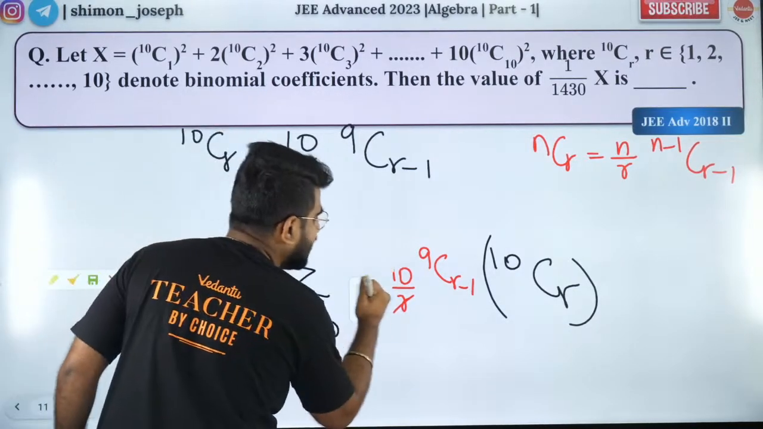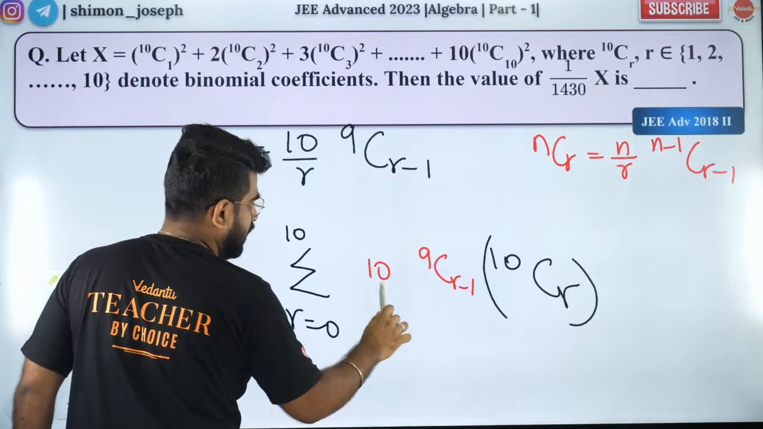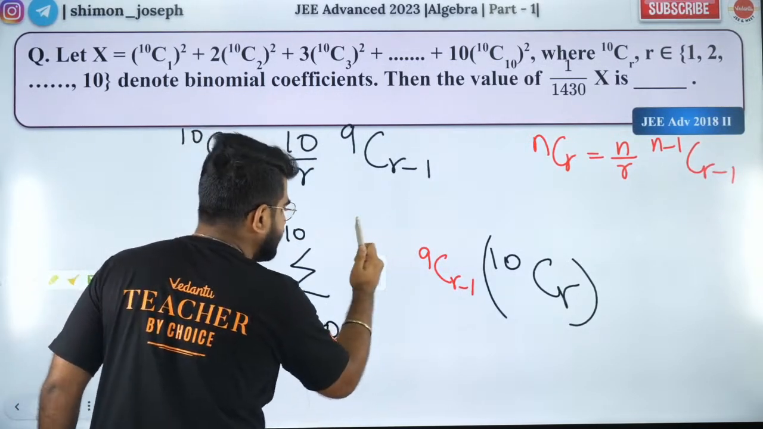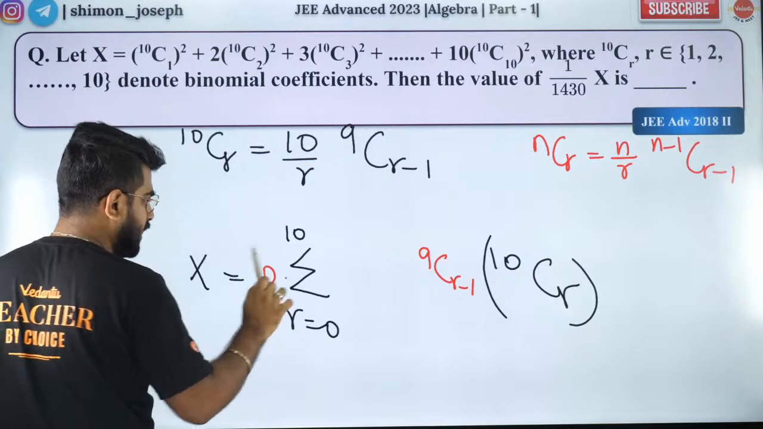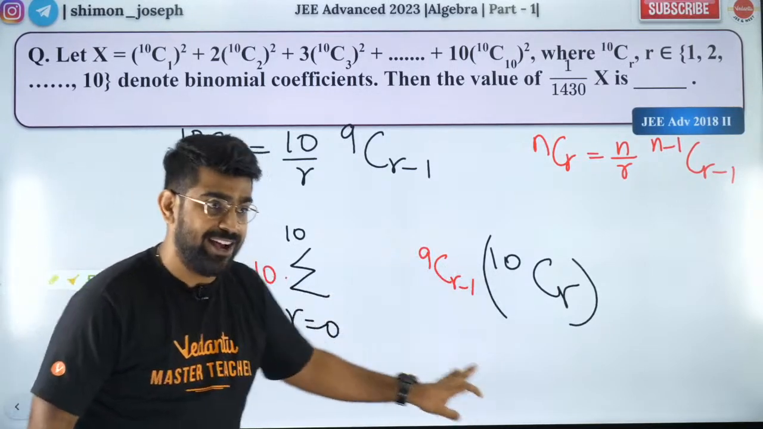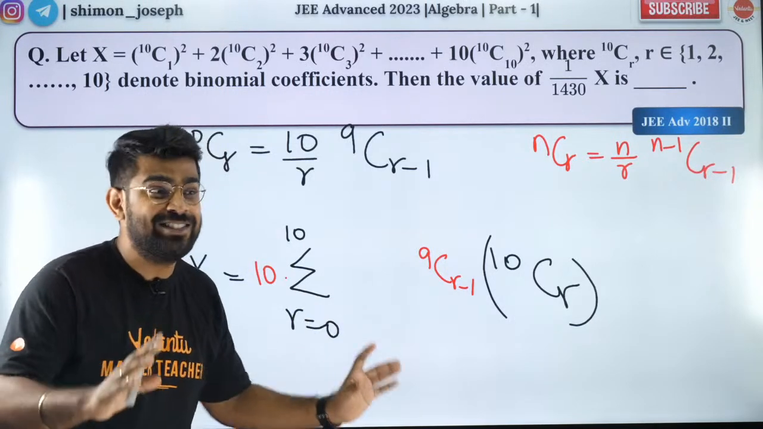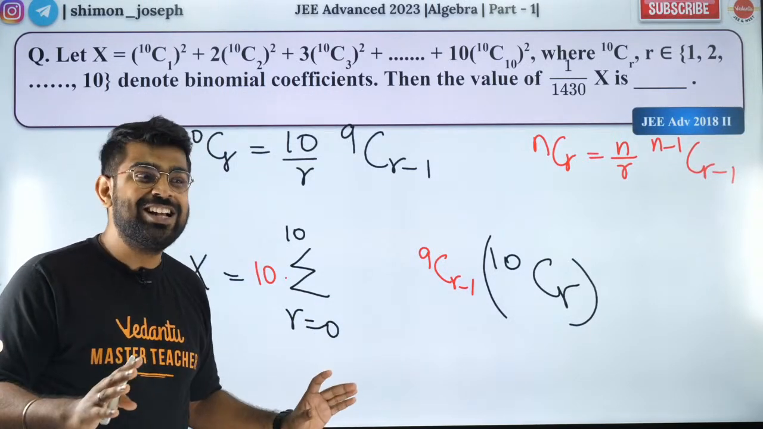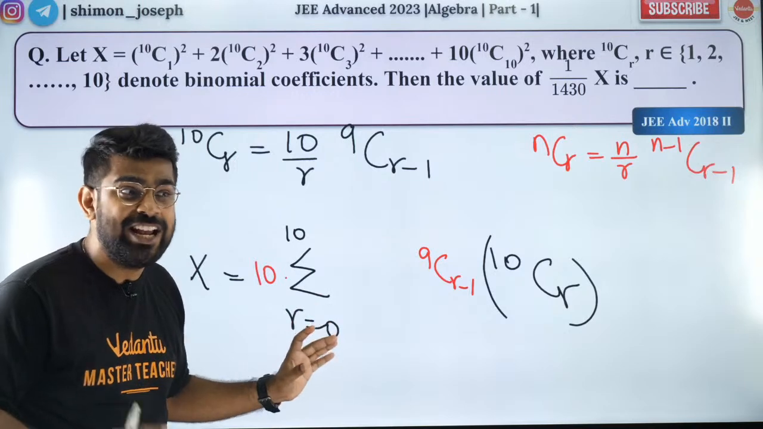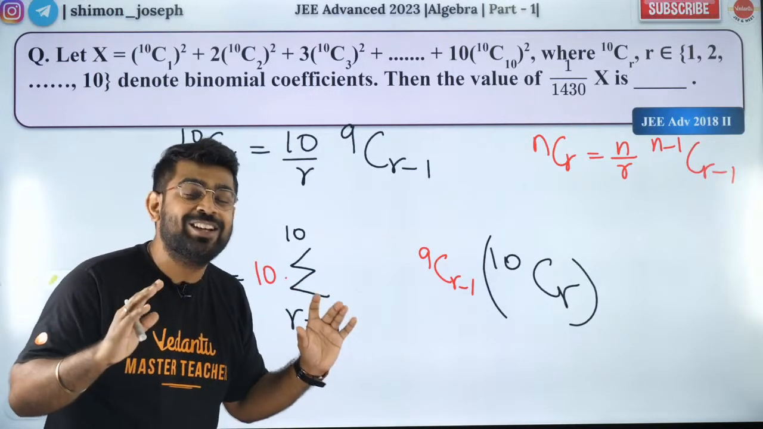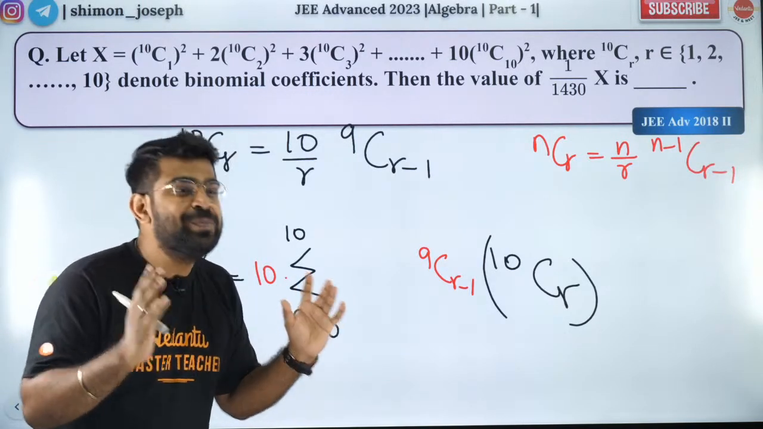So R and R will cancel. I'll have 10. Now 10 is a constant, so the constant you can take outside. So now this is what I have. I have reduced the difficulty of the question. I have made it very simple now, brought it to a very nice, simple form.